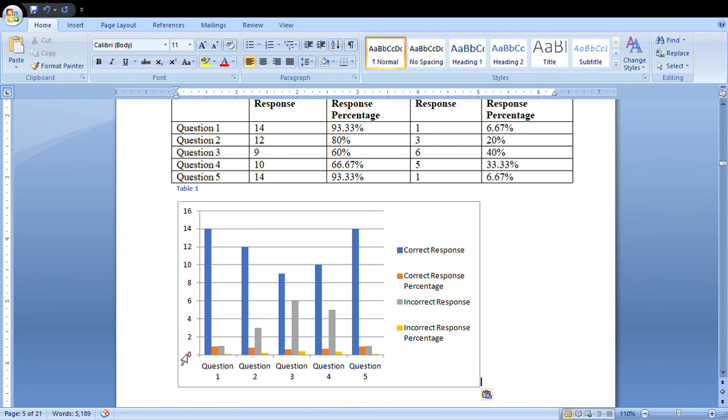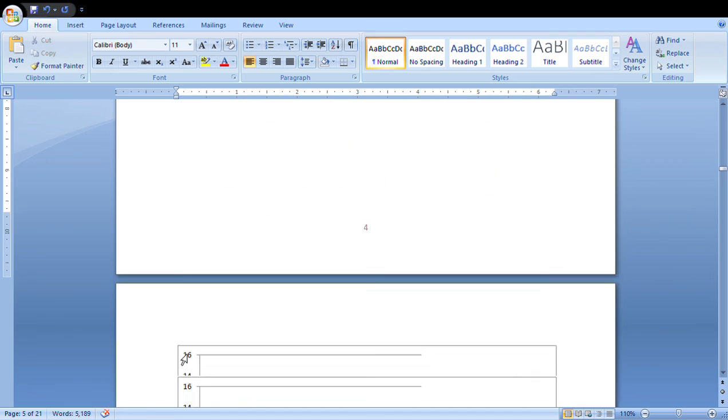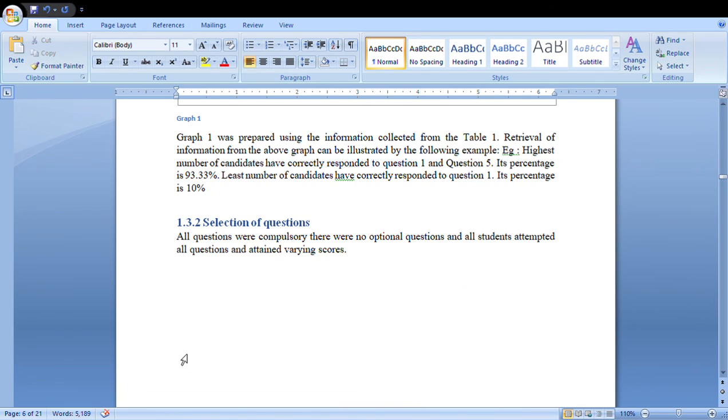Yeah, so this is basically it, and I think the rest is quite clear. So it says graph 1 was prepared using information collected from table 1. That is, retrieval of information from the above graph can be illustrated by the following example. The highest number of candidates who have correctly responded to question 1 and 5, that is percentage is 93%.